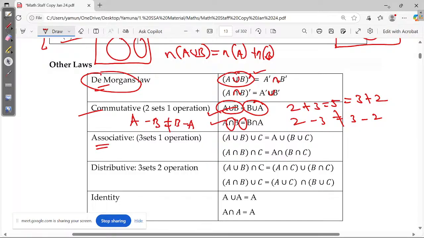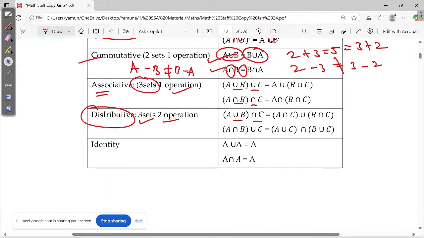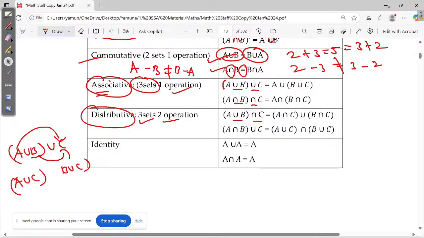Associative is 3 sets and 1 operation, where you will have both union or both intersection signs. The distributive is 3 sets and 2 operations, 1 union and 1 intersection. So, associative is, the bracket is over here. Let me describe it here. A union B in brackets, union C. We just take these two, A union C, put it in brackets, and take these two, B union C, put it in brackets. It's all the same sign only. Associative will have only one operation, and you put the union outside the brackets.